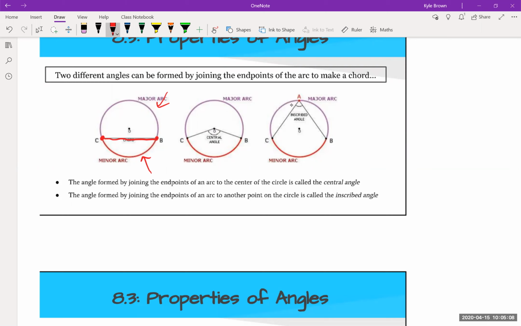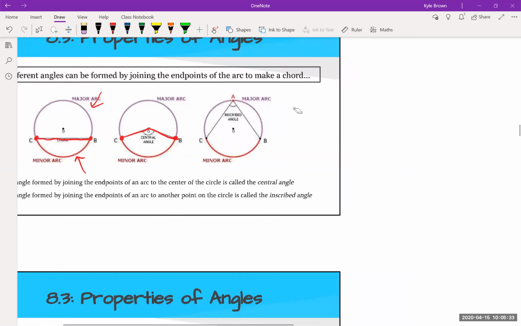The next one here is called a central angle, and a central angle is formed from joining two points. So if I've got point C and point B, and then I draw a line from those to the center of the circle, that's called the central angle. It's the angle that's happening in the center of the circle, really, right?